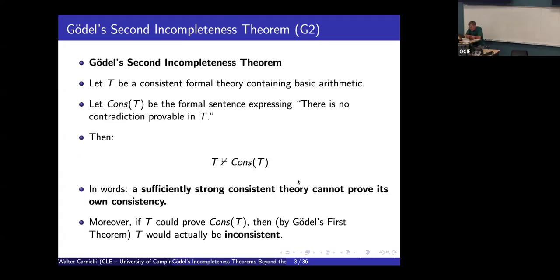The second Gödel incompleteness theorem says the following: let T be a consistent formal theory, consistent in the same sense, containing basic arithmetic, some basic stuff sufficient to make it possible, Gödel-style, to interpret the syntax inside the system itself. Sorry, can I ask? Yes, sure. Can you come back?